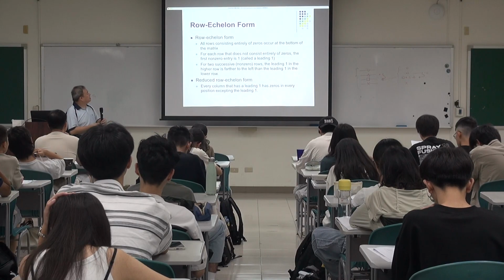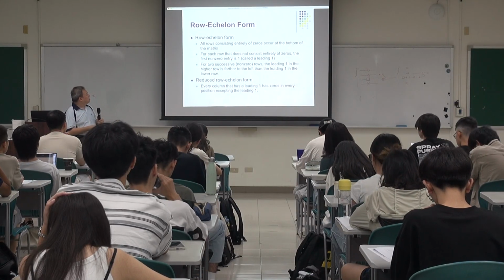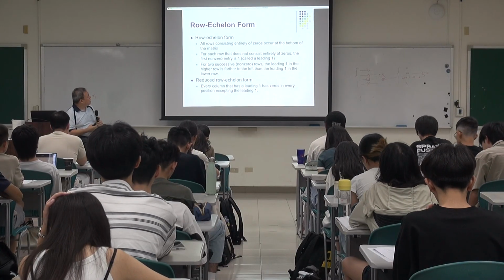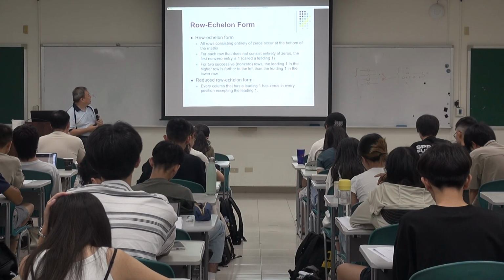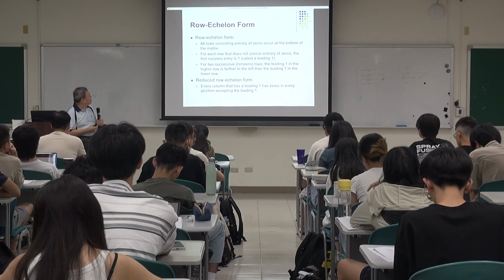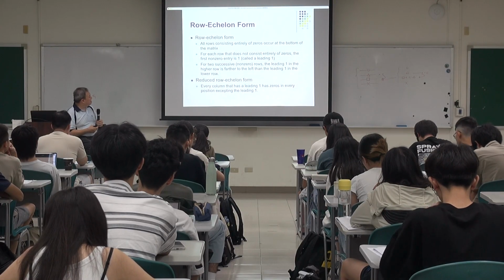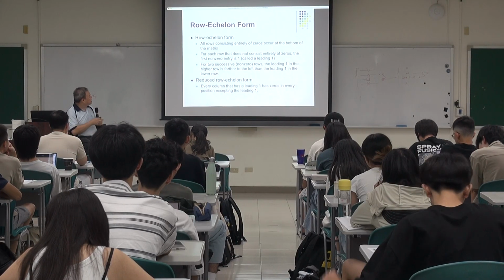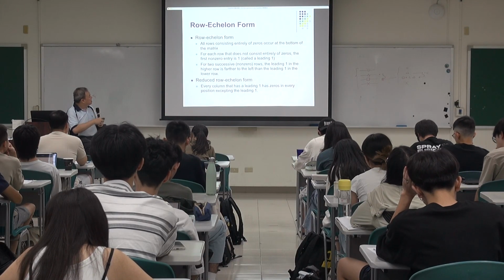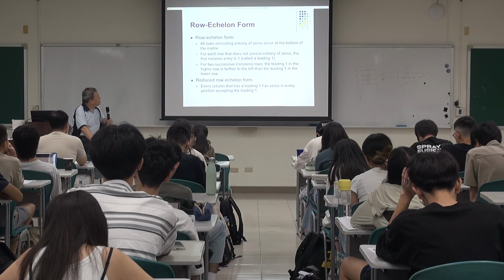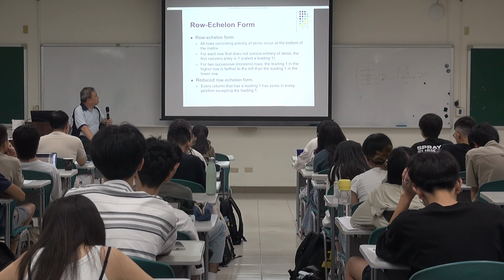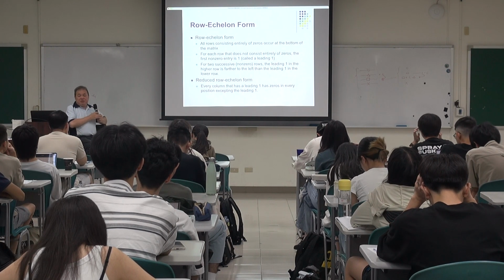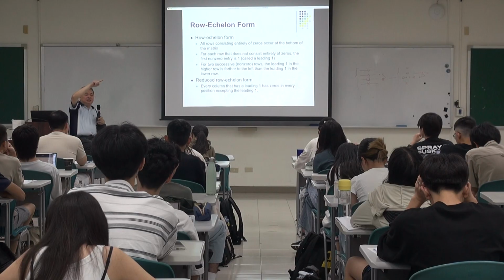Okay. So we can also discuss the row echelon form in matrix. A matrix is in row echelon form if all rows consisting entirely of zeros must occur at the bottom of the matrix. Remember, row echelon form is the steps.